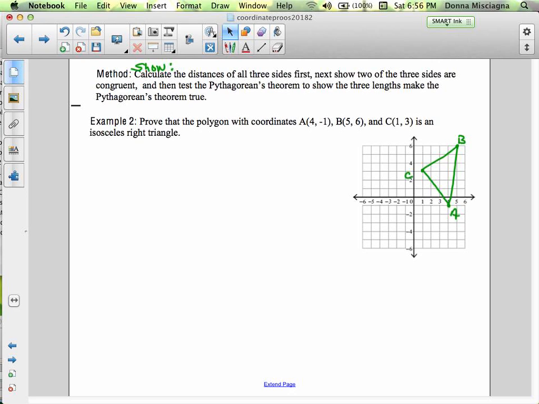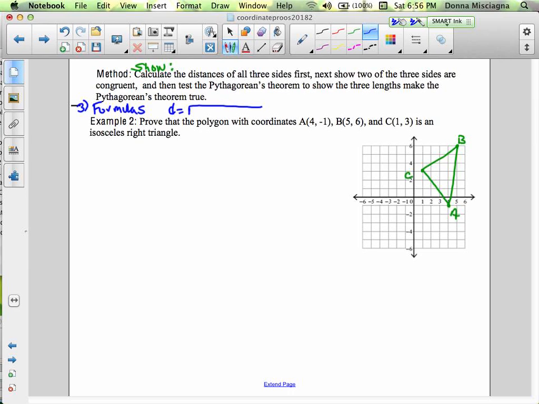show. We need the formulas. And let's put the formulas right here, just making sure we don't run out of space. So our formulas, again, if we're going to show that sides are congruent, we need the distance formula. Right, so that's the difference in the x coordinate squared plus the difference in the y coordinate squared. A nice little blip in my little radical there.